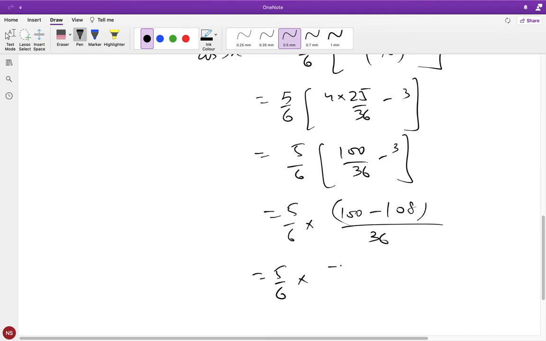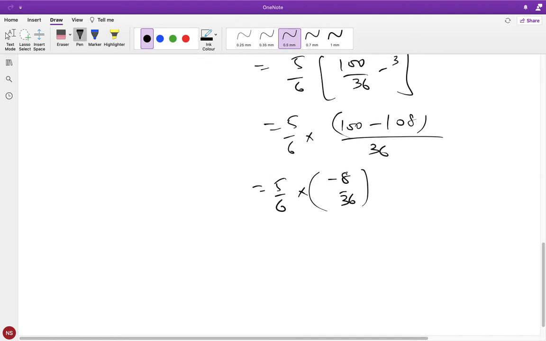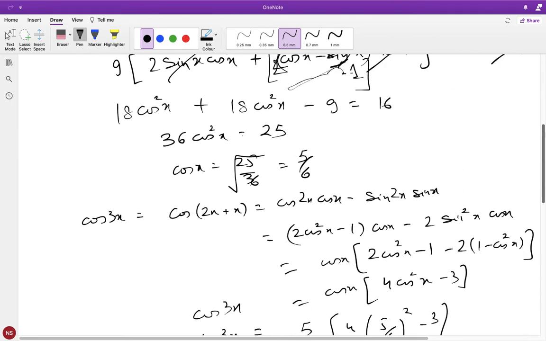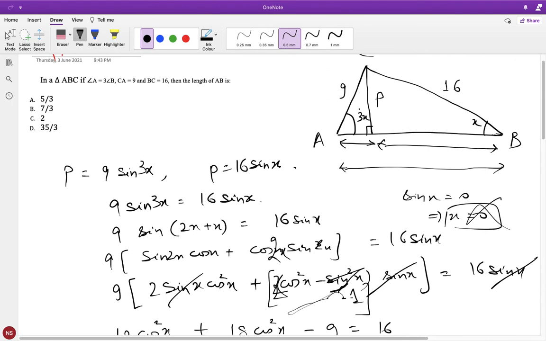5 by 6 into minus 8 by 36, which is what? 4 times 2 is 8, 4 times 9, minus 5 by 27 is cos 3x.